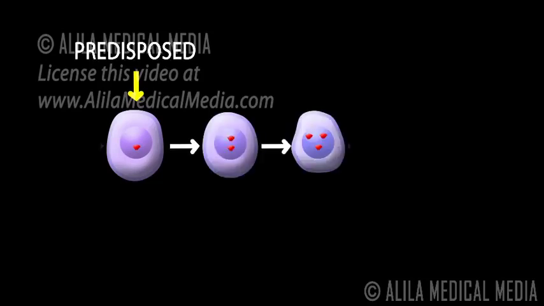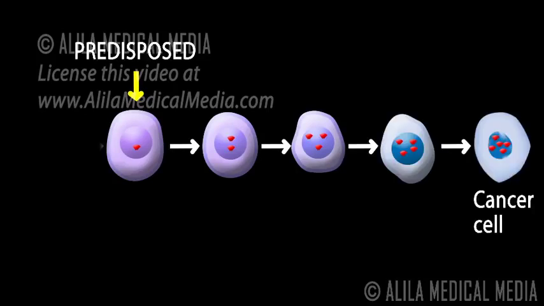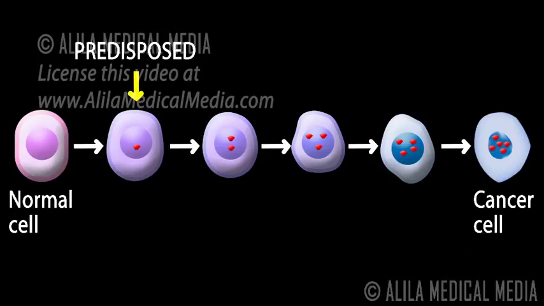Some people are said to be predisposed to cancer. This is because they are born with a mutation that makes them more likely to develop a certain type of cancer. This mutation alone is not enough to cause cancer, but it starts the process of making the cells cancerous. The person carrying it is one step further down the road towards developing a cancer than others who do not have the mutation.